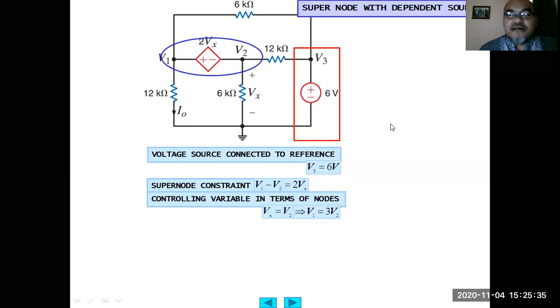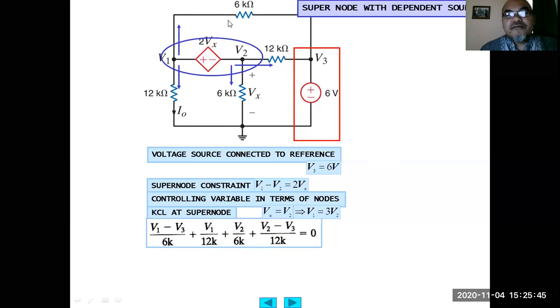Then we write the KCL equation at the supernode. The current flowing through the 6 kilo ohm is V1 minus V3 divided by 6K. The current flowing through this 12 kilo ohm resistor is V1 minus 0 divided by 12K. The current flowing through this 6 kilo ohm is Vx, or V2 basically, divided by 6K, plus the current through the 12 kilo ohm, V2 minus V3 divided by 12K, equals 0.